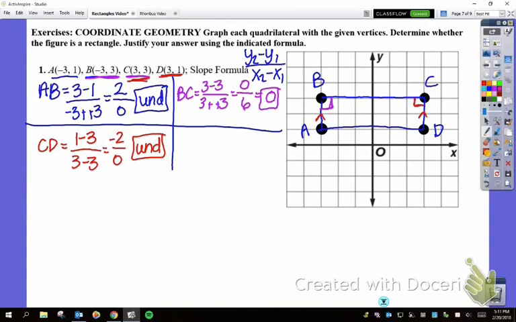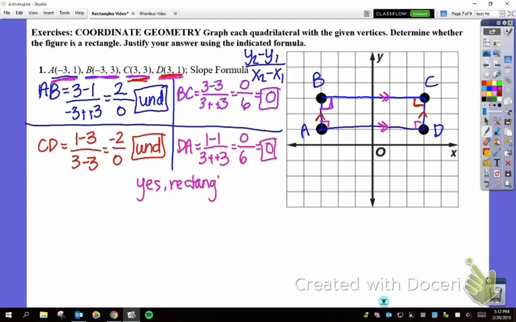Then our last slope that we need to find is of DA. We have 1 minus 1 divided by 3 minus a negative 3. 1 minus 1 is 0, plus a positive is 6, which gives us 0, which there we have our parallel top and bottom. And then 0 forms perpendicular lines with an undefined slope, so this is 90 and this is 90. So we would say that yes, this is a rectangle. And we could call it A, B, C, and D.